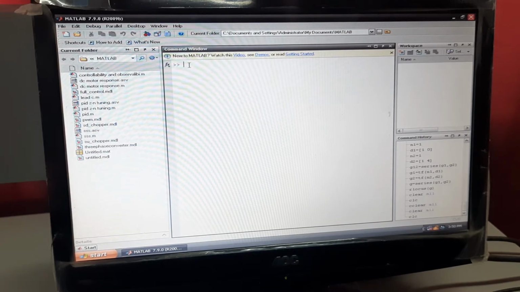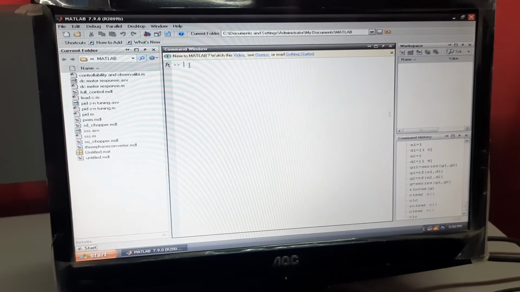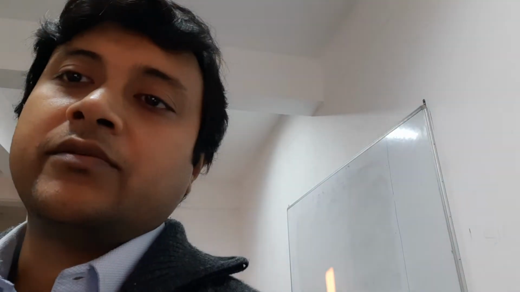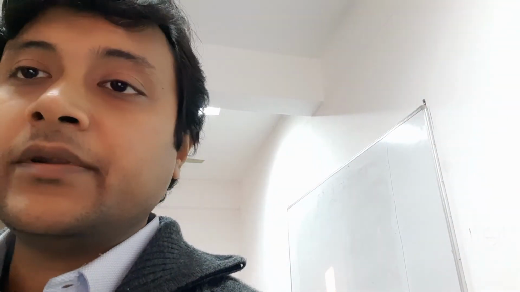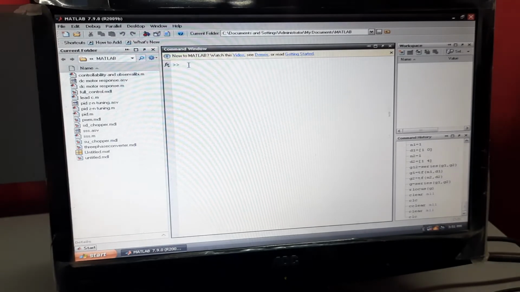I'm taking that particular problem that I hope you have all remembered, that is the open loop transfer function G(s)H(s) equals 1 by S into S plus 4. If we split that, it will be 1 by S into 1 by S plus 4. So let me convert this in MATLAB.